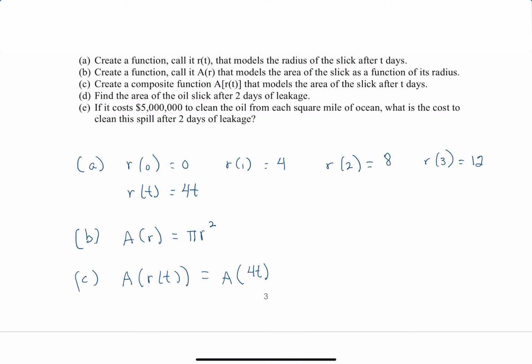r of t is 4t. And now, what does the area function do to any input? It squares it and multiplies by pi. Our input here is 4t. What goes in the input parentheses here is what was in the input parentheses there, which we got from what was in the input parentheses there. And so we get pi times 16t squared.